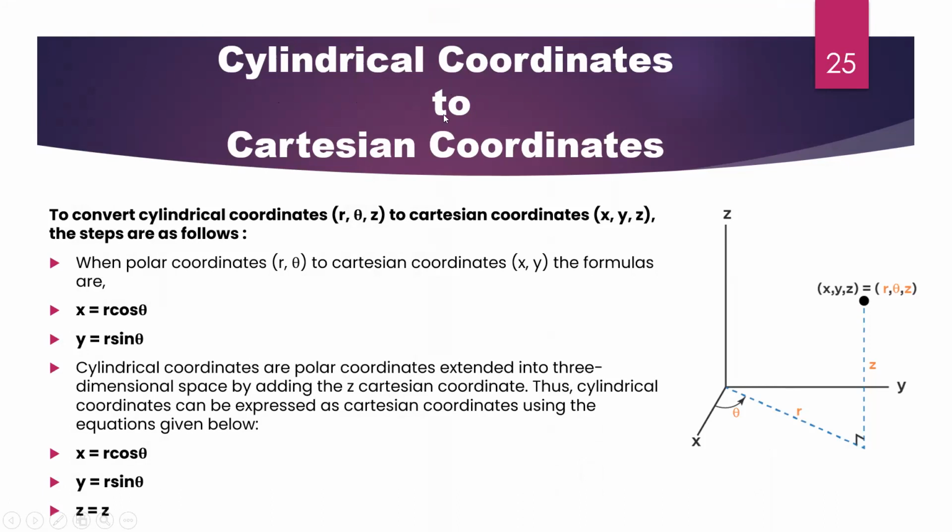Now, cylindrical coordinates to Cartesian coordinates. To convert cylindrical coordinates r, theta, and z to Cartesian coordinates x, y, and z, the steps are as follows. When converting the polar coordinates r, theta to Cartesian coordinates x, y, the formulas are x is equal to r cos theta, y is equal to r sin theta. We discussed it. Now, cylindrical coordinates are polar coordinates extended into three-dimensional space by adding the z coordinate. Look at that figure. Thus, cylindrical coordinates can be expressed as Cartesian coordinates using the equations given below. As you can see, x is equal to r cos theta, y is equal to r sin theta, and z is equal to z.